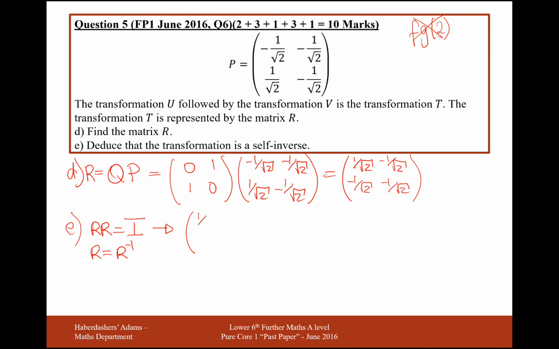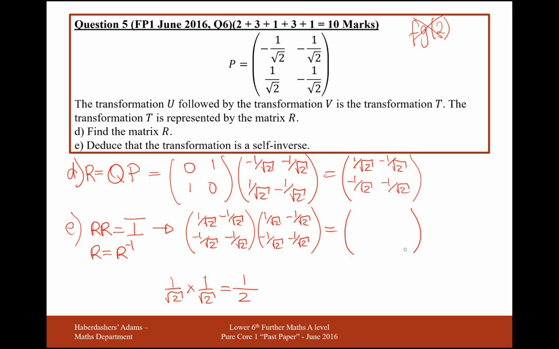So what we're going to do is get 1 over root 2, minus 1 over root 2, minus 1 over root 2, minus 1 over root 2, and times it by itself, 1 over root 2, minus 1 over root 2, minus 1 over root 2 and minus 1 over root 2. So just remembering here that 1 over root 2 times 1 over root 2 will give you 1 times 1 is 1, and root 2 times root 2 is 2, so it's a half here. So let's see what we get when we multiply these matrices together.